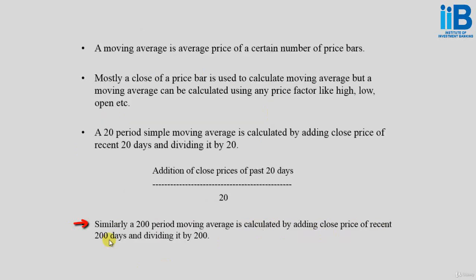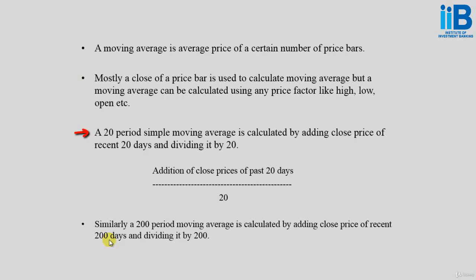Let's go ahead. I'll give you a brief introduction of what a moving average is, just in case you're not aware of it, and walk you through how it is calculated. Although we will not go into much depth on calculations, it's still better to have a rough idea. A moving average is the average price of a certain number of price bars. Mostly the close of a price bar is used to calculate a moving average, but a moving average can be calculated using any price factor like high, low, close, etc.